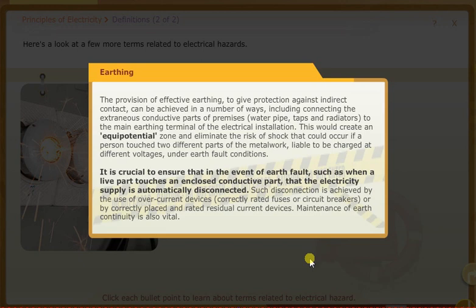It is crucial to ensure that in the event of an earth fault, such as when a live part touches an enclosed conductive part, the electricity supply is automatically disconnected. Such disconnection is achieved by the use of overcurrent devices, correctly rated fuses or circuit breakers, or by correctly placed and rated residual current devices. Maintenance of earth continuity is also vital.